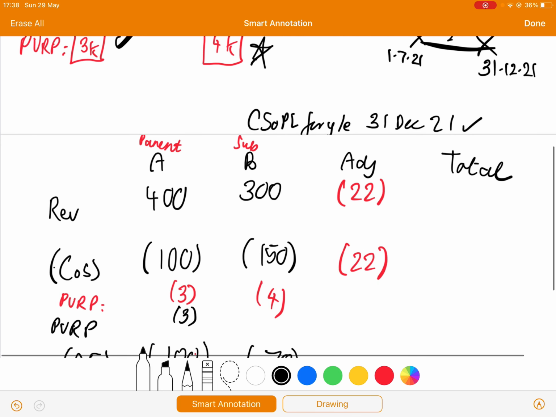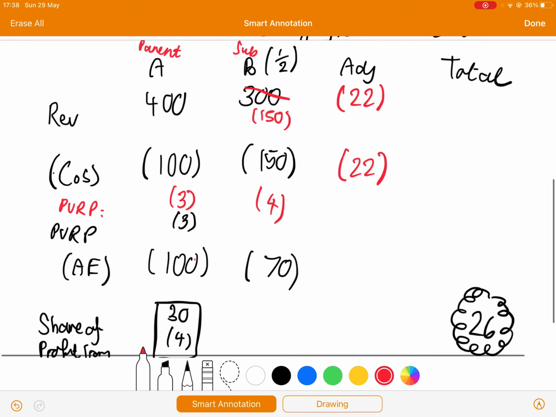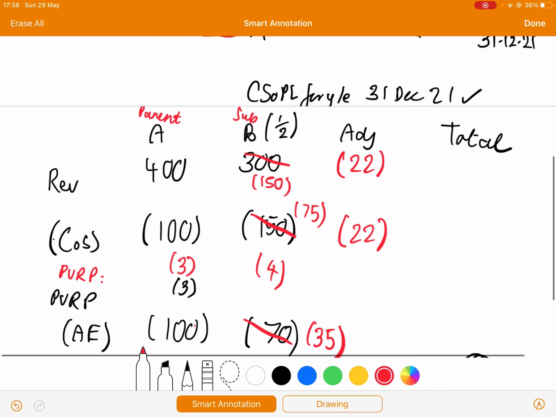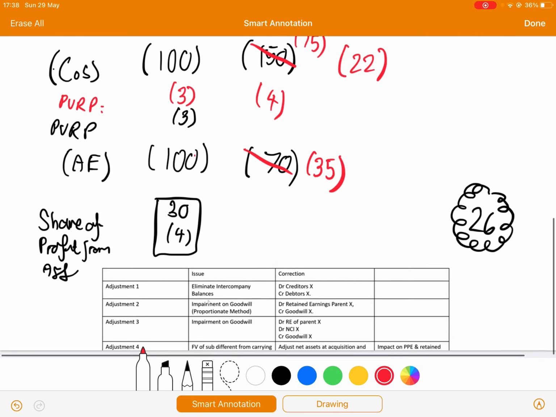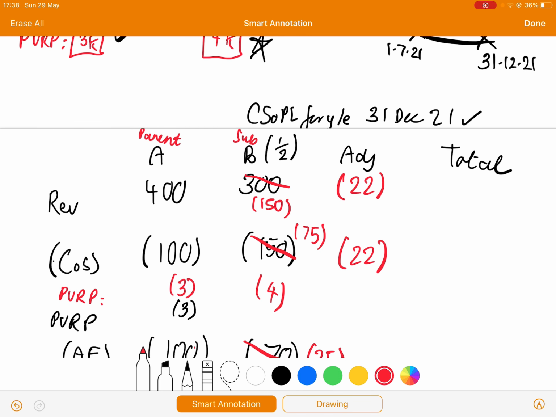Okay, so above B, I put my half, and I'm just going to use a different column. This 300, where I've recorded all of the revenue, should become 150. This cost of sales should become 75. And this admin expenses should become 35. Just make sure you put the half next to B, because you're telling the examiner I've prorated all the figures. Then obviously you total the columns in the end.